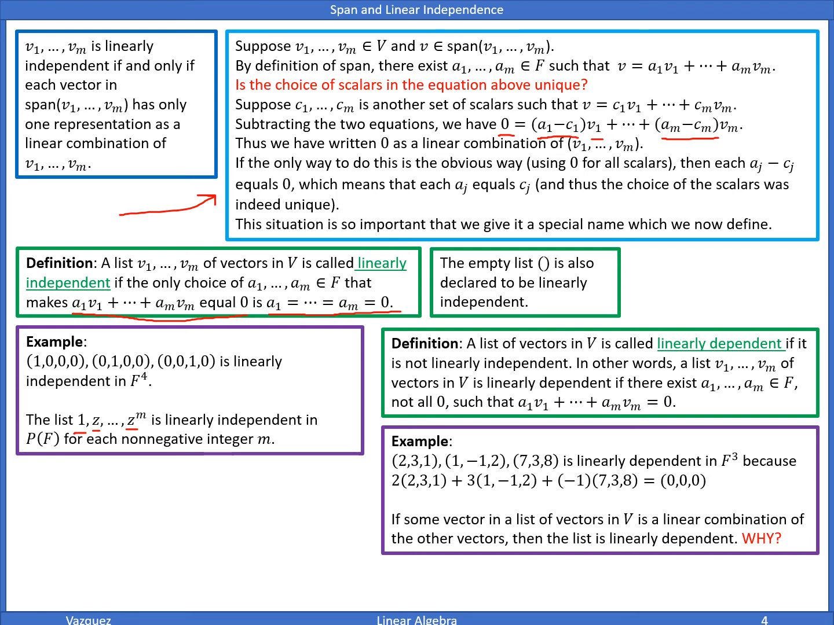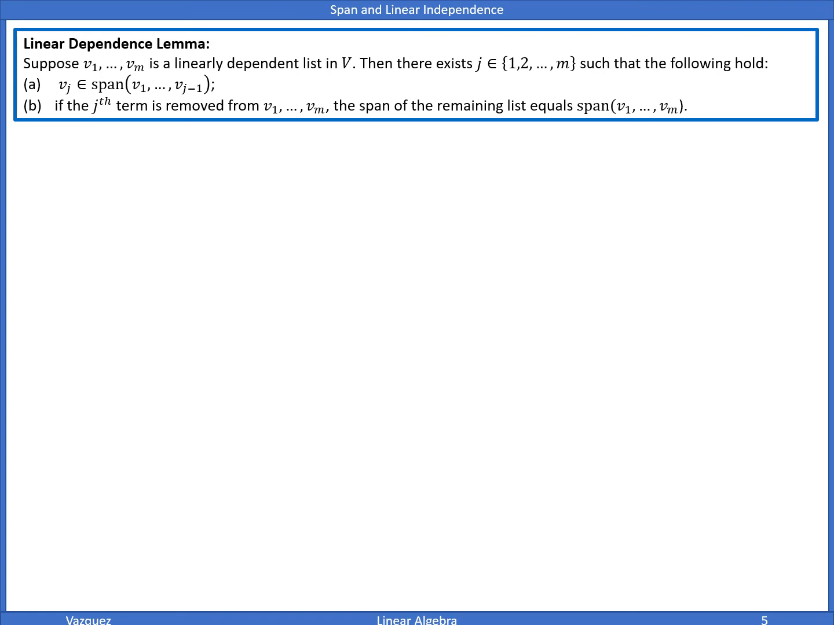Okay, we're going to move on to something pretty big in linear algebra. It's known as a lemma, the linear dependence lemma. And what does it say? It says, suppose V1 to Vm is a linearly dependent list in V. Then there exists j in 1, 2, all the way to m, such that the following hold. Vj is in the span of V1 all the way to V(j-1). And if the jth term is removed from V1 to Vm, the span of the remaining list is equal to the span of V1 all the way to Vm. And something really important I should note here: we're dealing with a linearly dependent list in V, not independent, dependent.